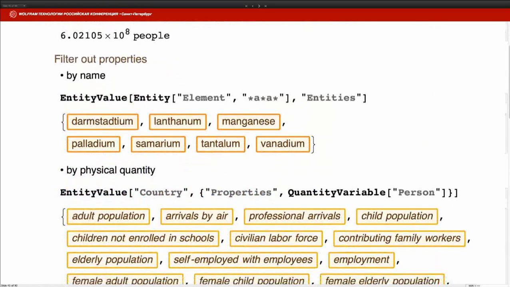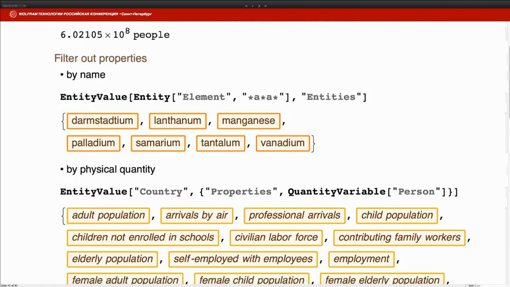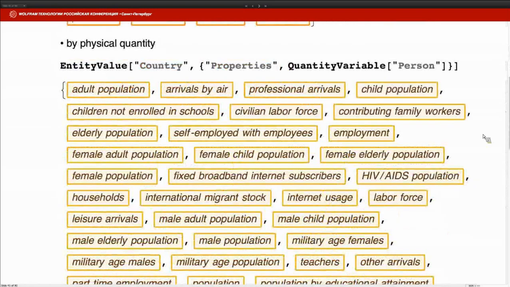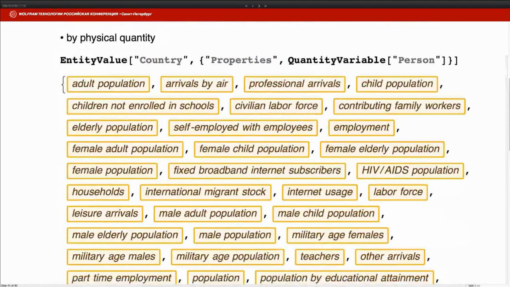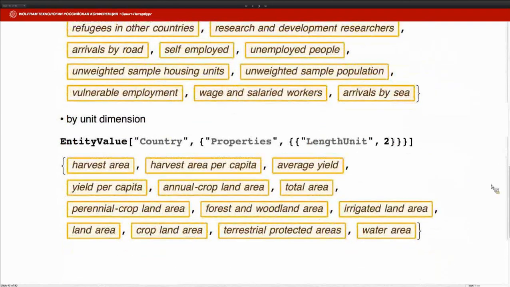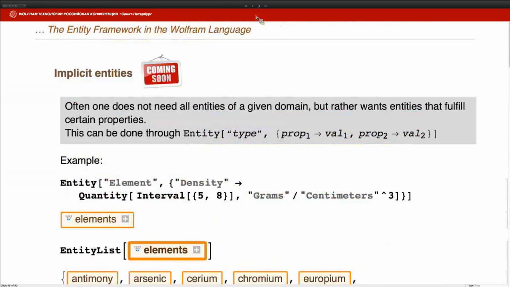You can filter things. You can filter by a variety of things like the name, or by the physical quantity, like what are properties of countries that are measured in person? And here's a long list of them. Or what are properties of countries that are measured by a certain physical dimension?